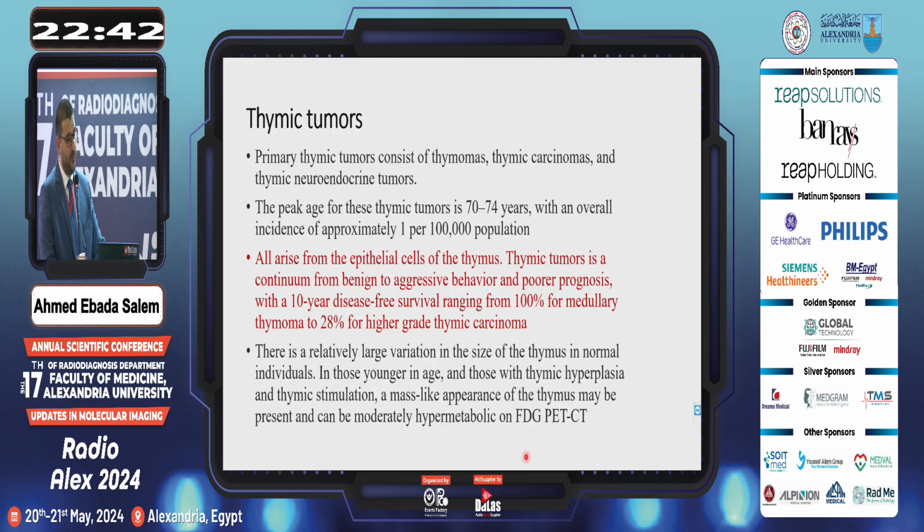Shifting gears to thymic tumors, which will be my last topic. Primary thymic tumors consist of a wide range of disorders, including thymomas, thymic rebound hyperplasias, thymic carcinomas, and thymic neuroendocrine tumors. The peak age for these tumors is 70 to 74. They all arise from the epithelial cells of the thymus. Thymic rebound hyperplasias are considered to be a normal variant in young patients who received chemotherapy, or even in young adolescents or kids. While thymic carcinomas are considered to be the most aggressive part of the spectrum.